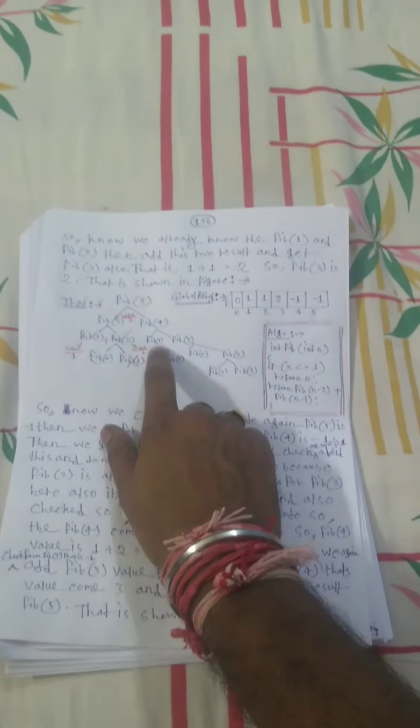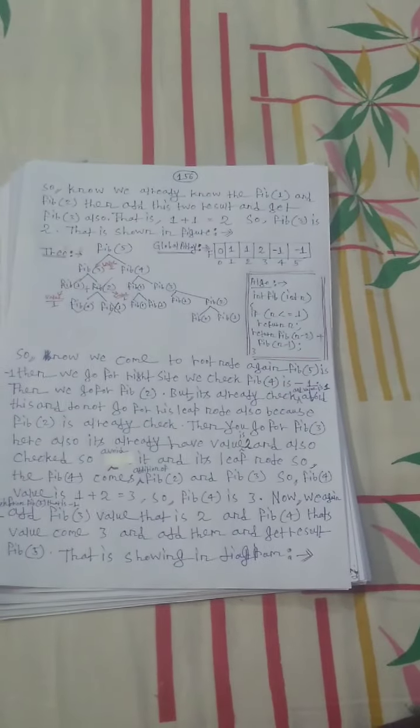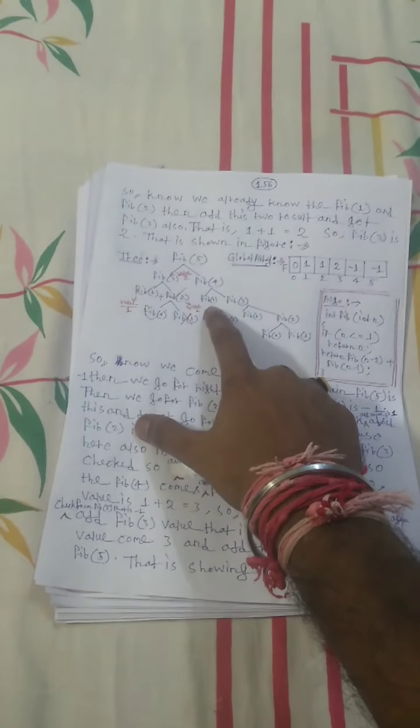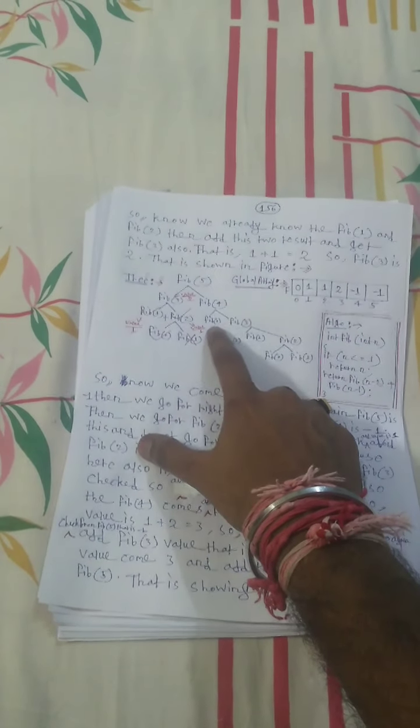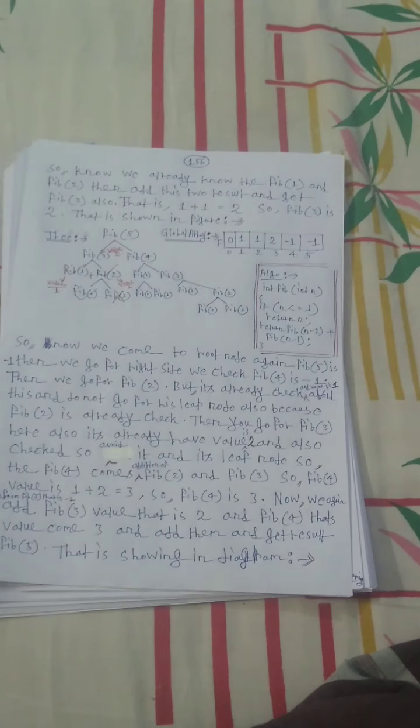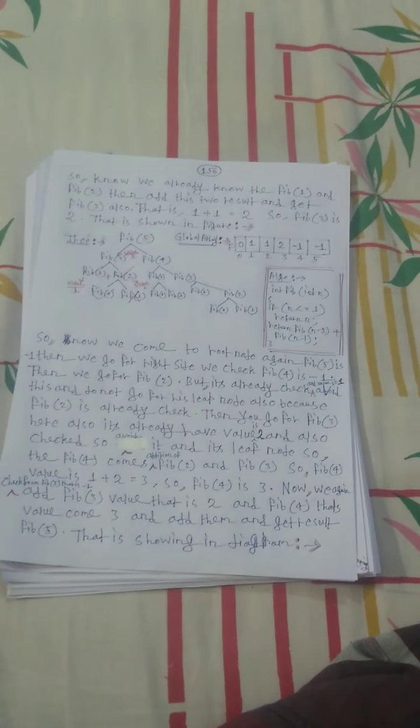So here we can avoid the fib2 part, and also avoid its leaf nodes, that is fib0 and fib1. And when we come to fib3 and fib4, the fib4 value is 1 plus 2 is equal to 3. So fib4 is 3.